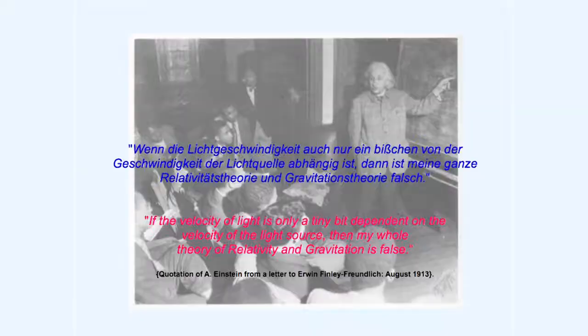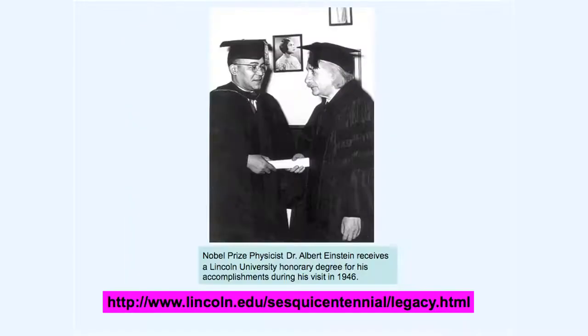So even Einstein said in his own words, quoting Einstein, he said, if the velocity of light depends on the velocity of the light source, then all my theories are wrong. So I'm quoting him right now. And what he said, "Wenn die Lichtgeschwindigkeit ein bisschen von der Geschwindigkeit der Lichtquelle abhängig ist, dann ist meine ganze Theorie falsch." That's what he said. I just gave you his own words, okay? And this is Einstein, okay? This is it.